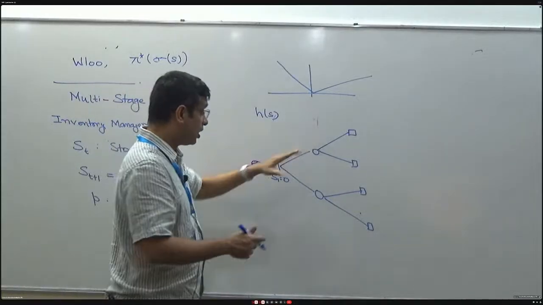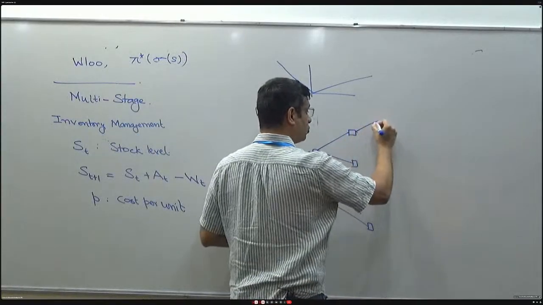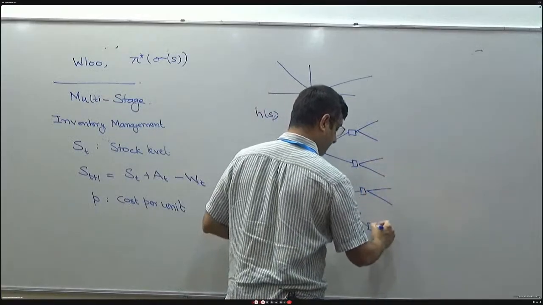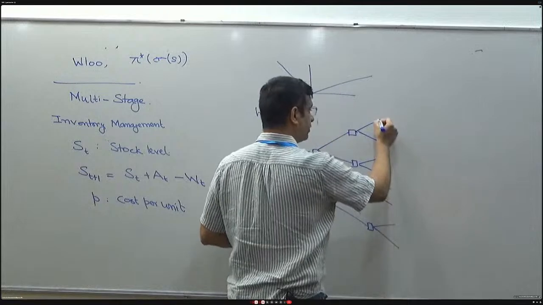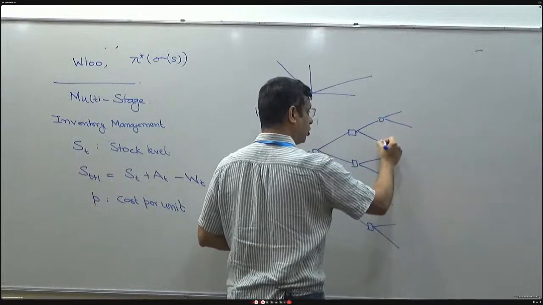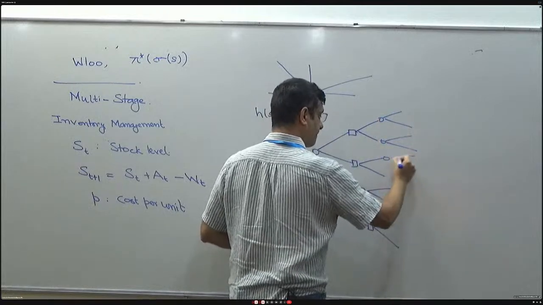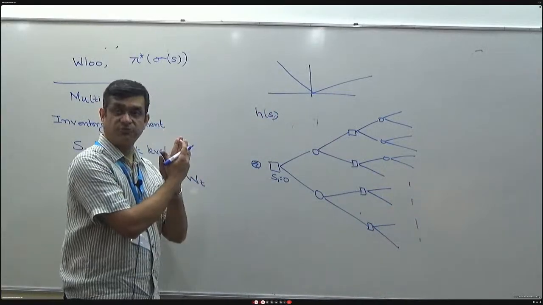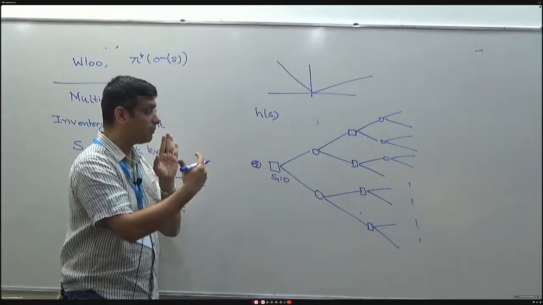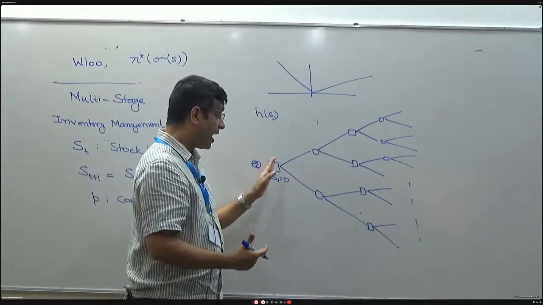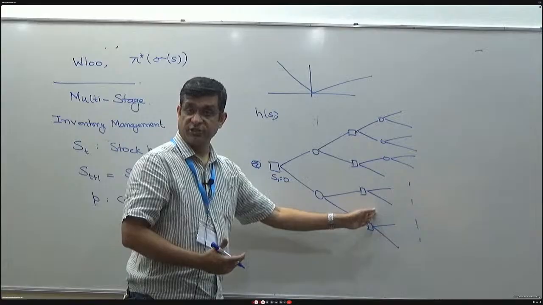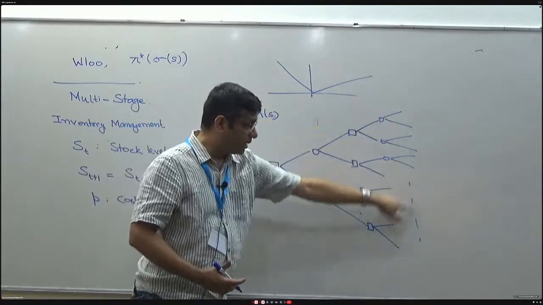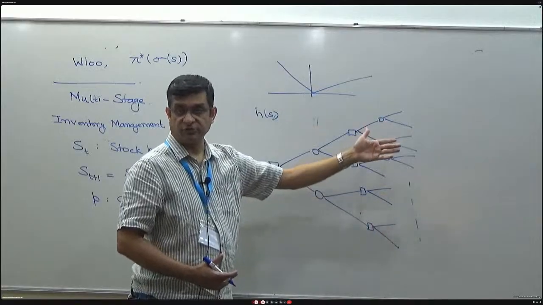Now, I do the same thing. I do either low or high. Then nature chooses low or high, and so on. Okay? So now what has happened is my decision tree has become deeper. My decision maker has to make 2 decisions instead of 1, and the number of terminal nodes has increased. Okay?